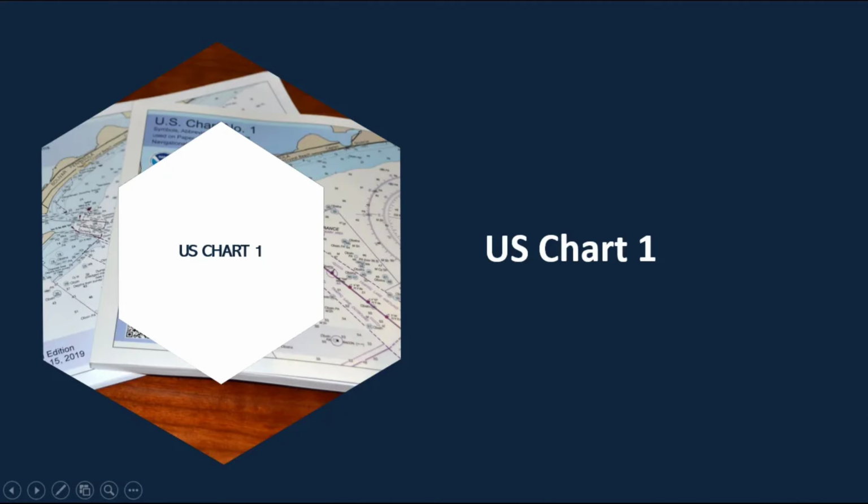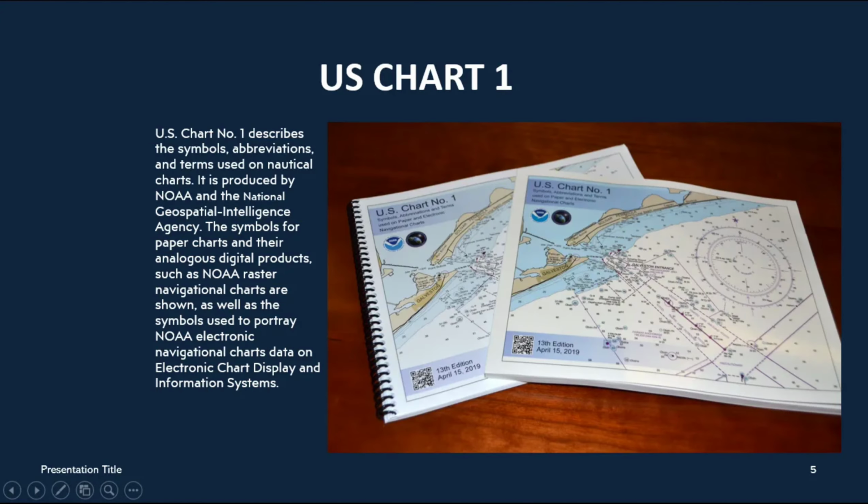I'm gonna start off with US Chart Number 1. Let's go to the next slide. US Chart Number 1 describes the symbols, abbreviations, and terms used on nautical charts. It is produced by NOAA and the National Geospatial-Intelligence Agency.